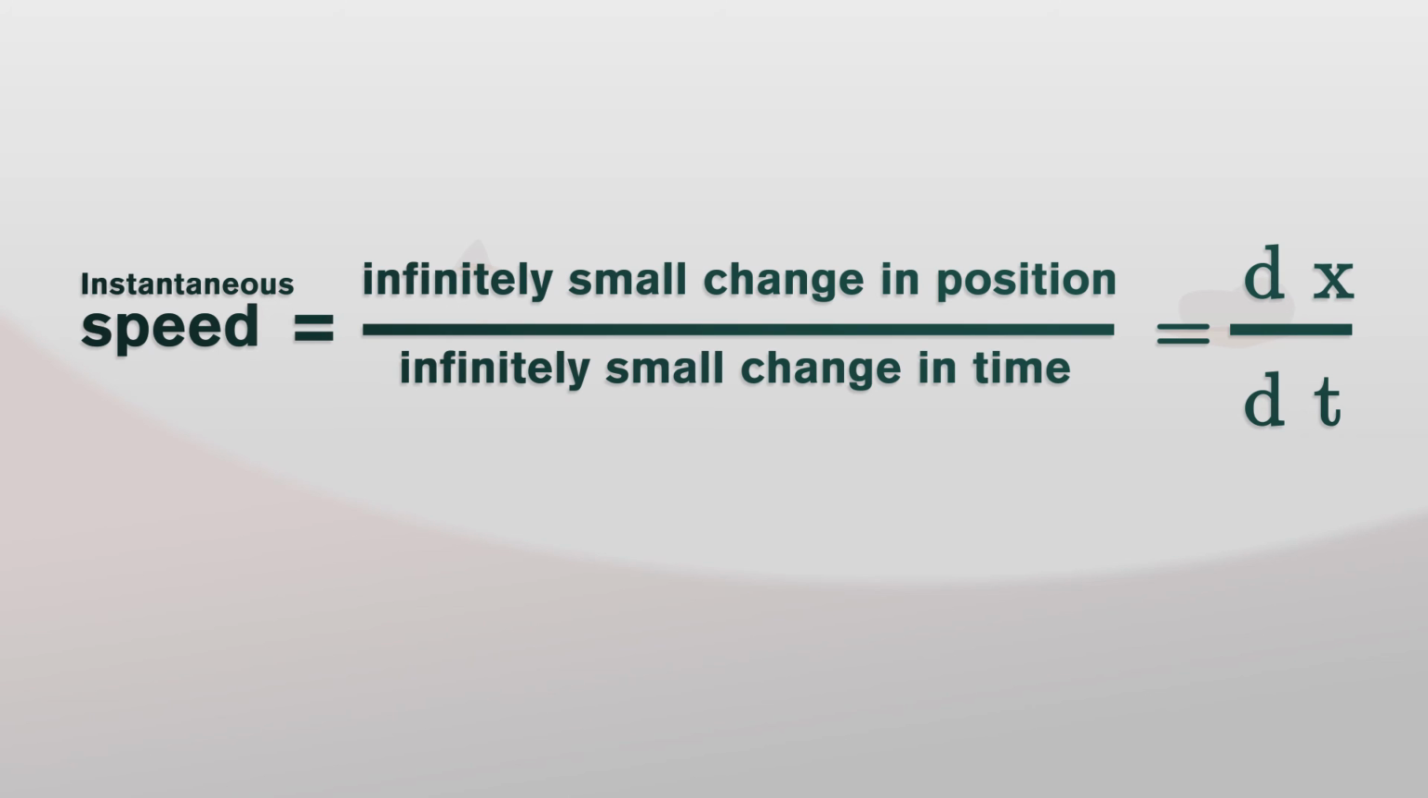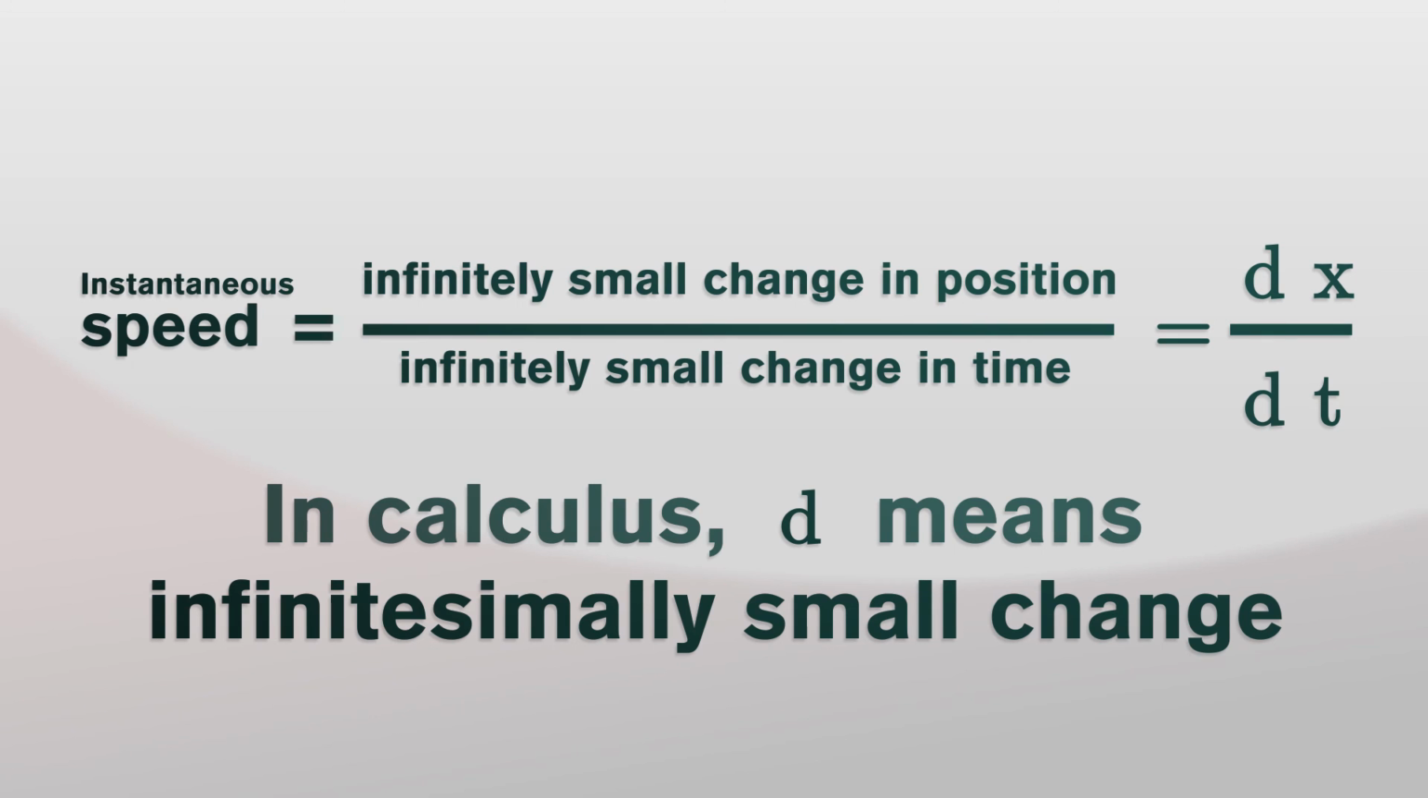Calculus is all about this process of imagining the changes in distance and time getting smaller and smaller until they become infinitesimally small. In calculus, d means an infinitesimally small change. In our example, dt is a tiny step in time and dx is a tiny step in position, but it could be anything.